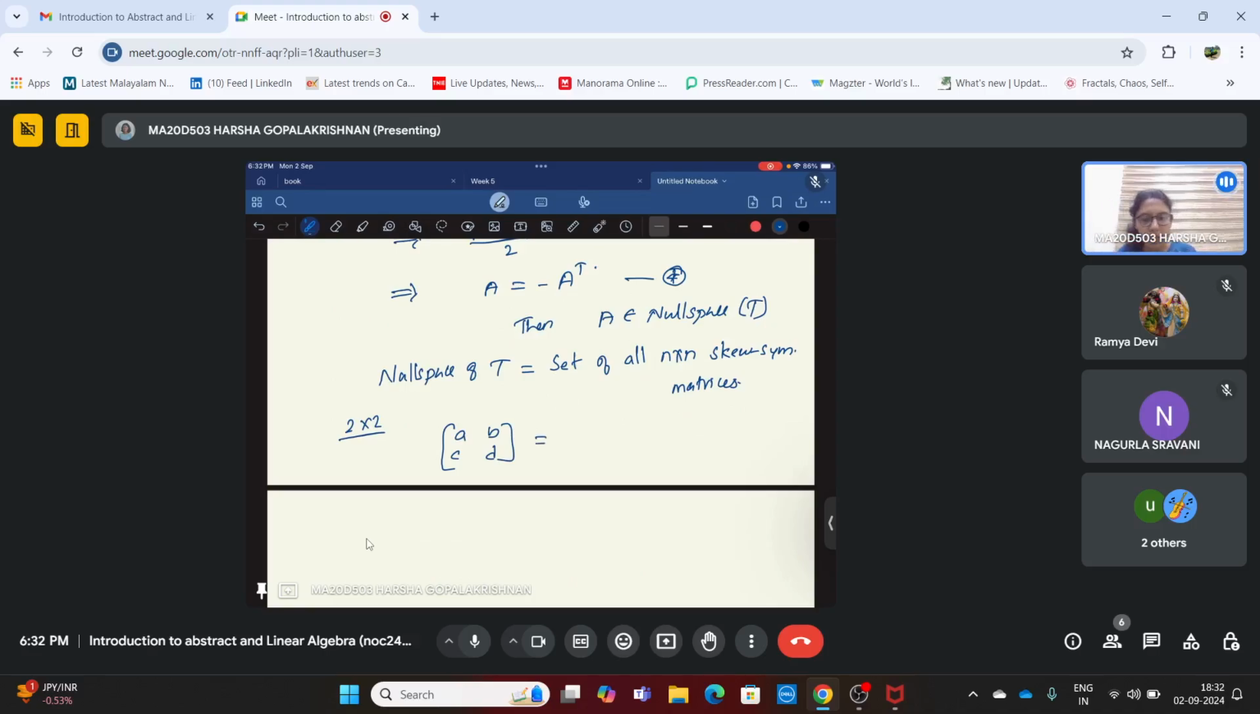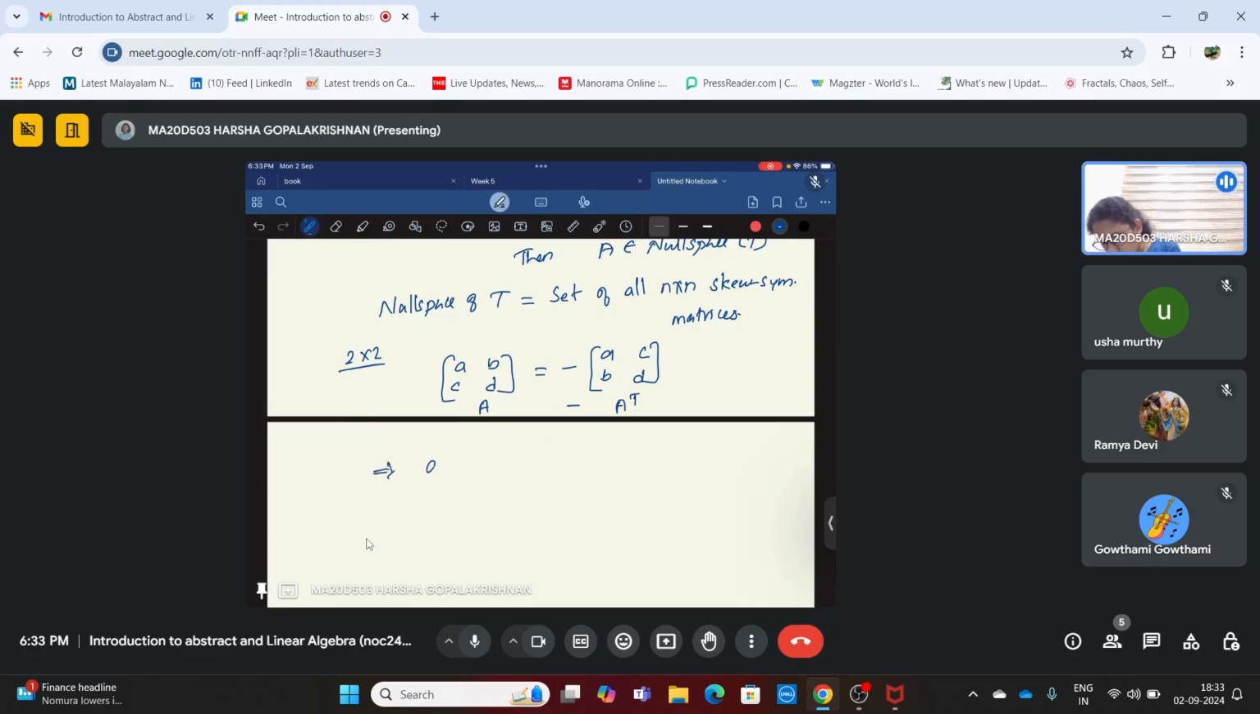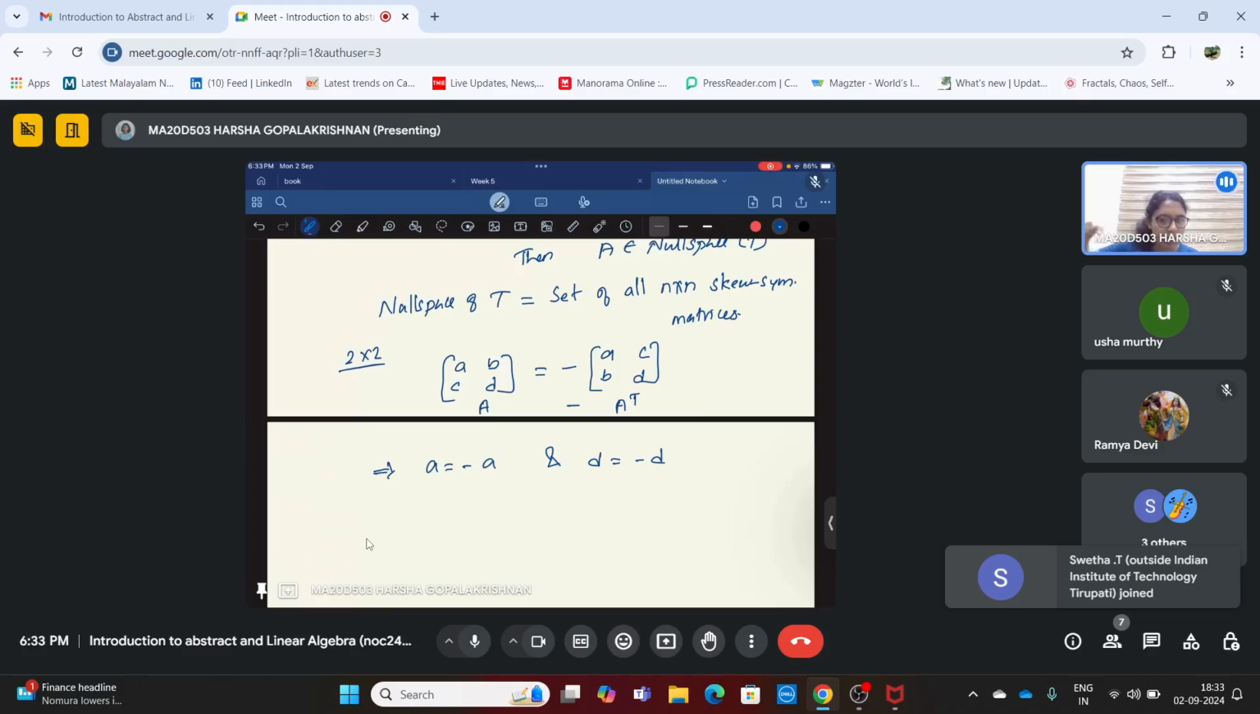Now, what is its skew symmetric matrix? What we want is A equal to minus A transpose. Okay. Now, I am taking a matrix A, B, C, D. So this is my A, this is my A transpose. For any matrix, I am considering the equation A equal to minus A transpose. Now, here we will get A equal to minus A and D equal to minus D, the diagonal elements. What does that mean? A equal to 0 and D equal to 0. Correct? If positive and negative parts are equal, both are 0.